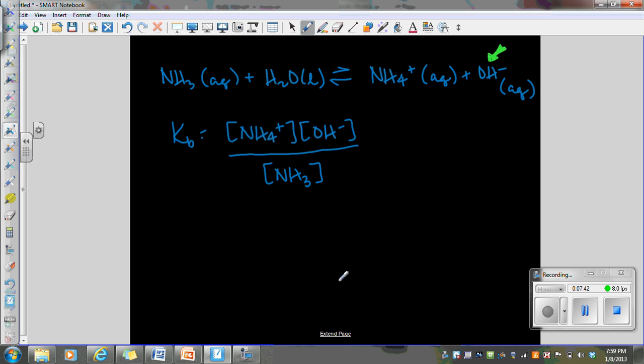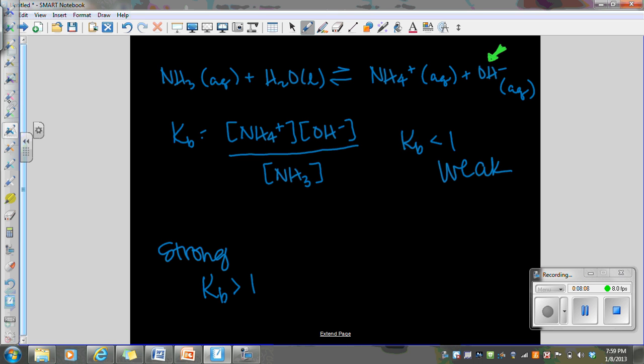And so that would be our equilibrium expression for a base. If the base is weak, like ammonia is, then it will have an equilibrium constant that is less than 1. If it is strong, like sodium hydroxide or potassium hydroxide, it will have an equilibrium constant that is greater than 1. If you think about the vocabulary that we used in the last chapter, with something that is weak, the equilibrium is shifted to the left, so it is reactant favored. With something that's strong, the equilibrium is shifted to the right.